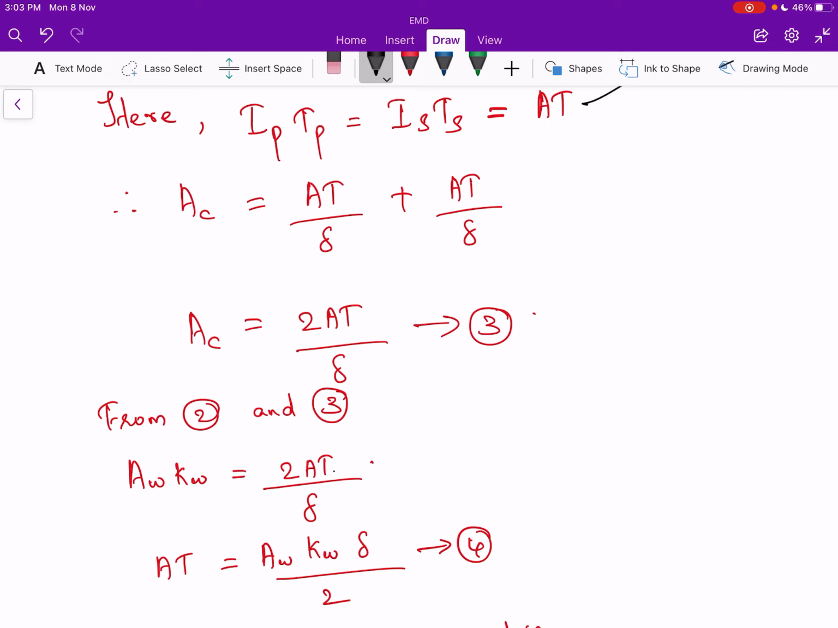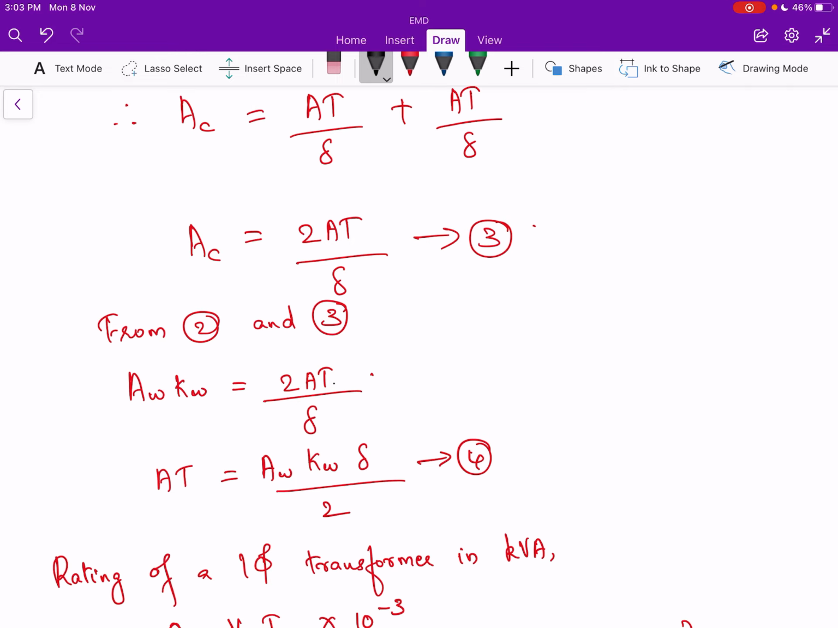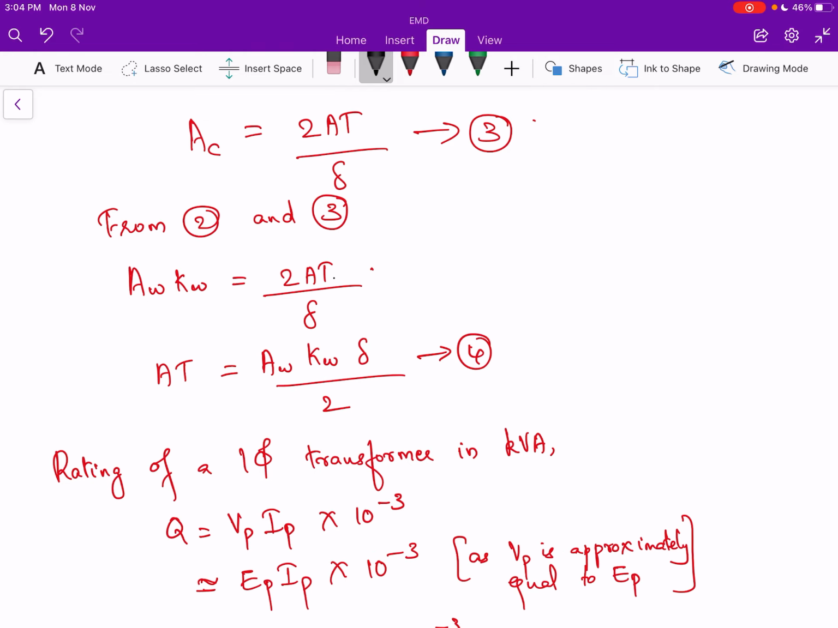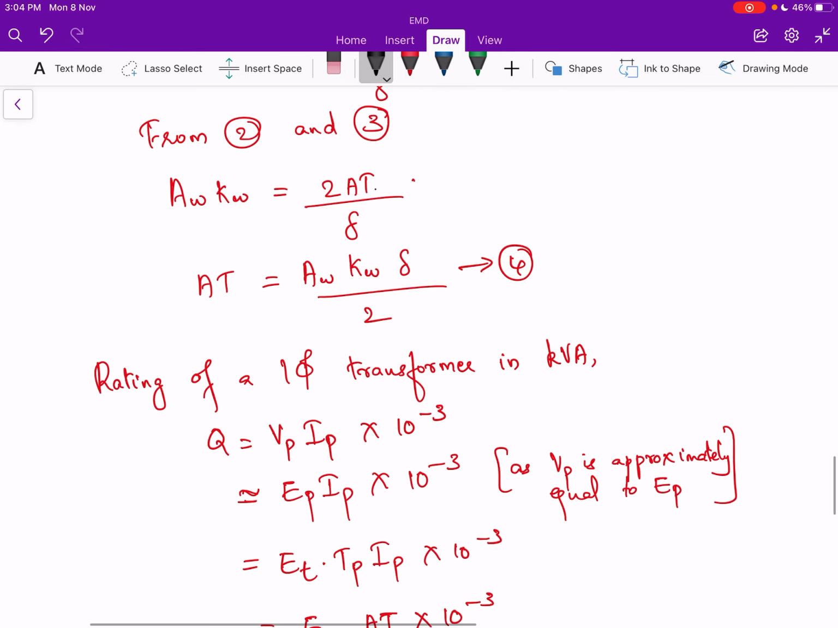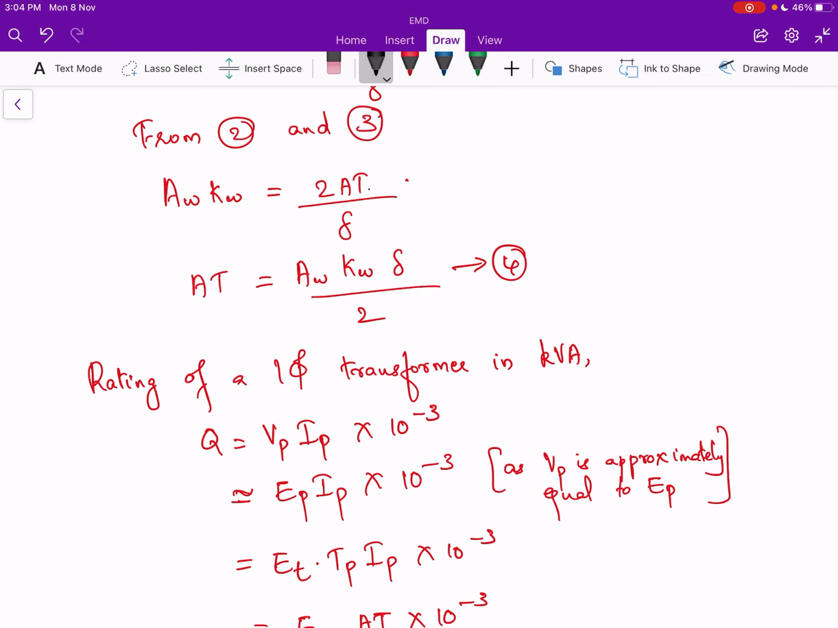From this we'll get AT as AW KW delta divided by 2. So we have marked this as equation number 4. Now we can write the output equation, or the output kVA, of a single phase transformer. Q is the output kVA or the rating of a single phase transformer in kVA. That can be written as Vp IP into 10 raised to minus 3, or Vs Is into 10 raised to minus 3. Vp IP is the volt ampere, and we want the kVA rating of the transformer, so we want the kilovolt ampere. For that we are multiplying it by 10 raised to minus 3.